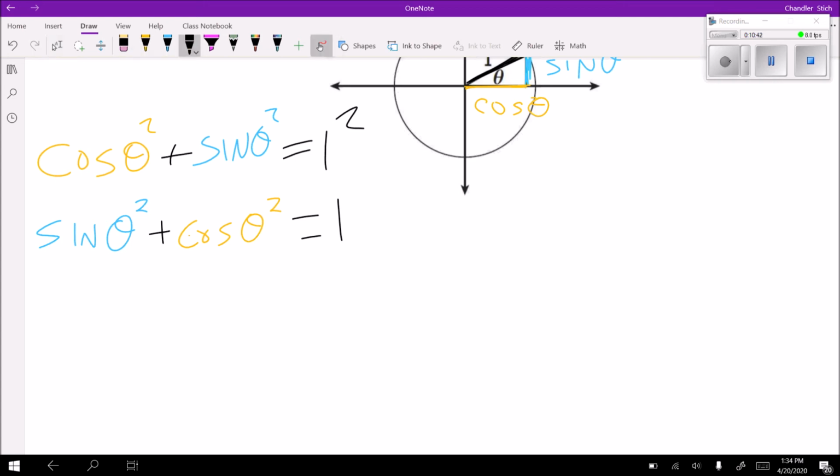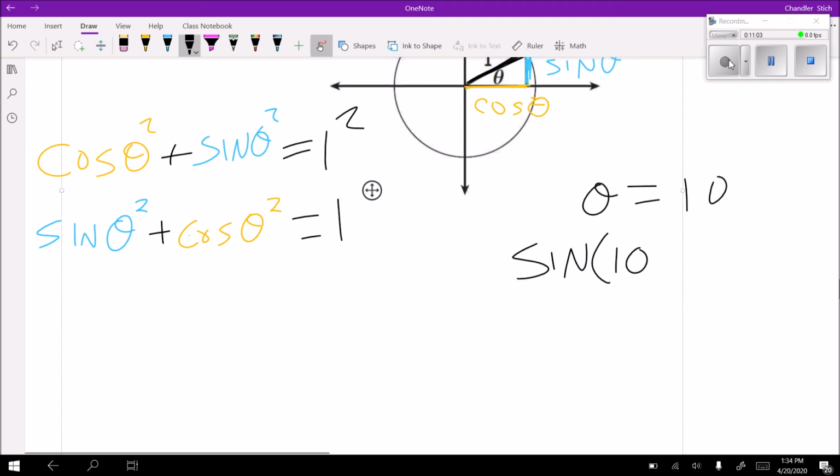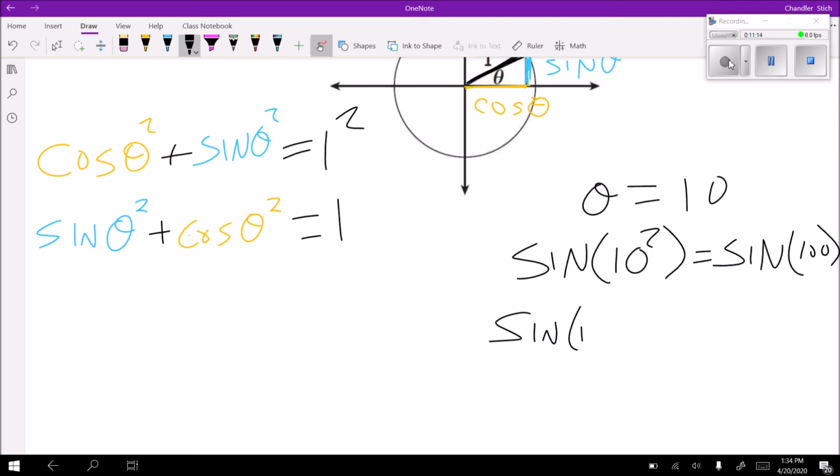because sine of theta squared would be sine of, for instance, if our theta, let's say, for instance, theta equals, we'll just make it easy, 10. Okay, sine of 10 squared is sine 100, which is not what I want. What I want is sine of 10 times sine of 10. Okay, this does not equal that.